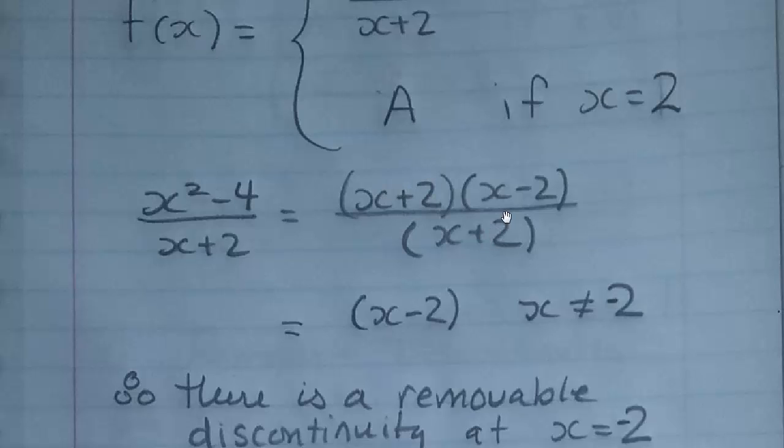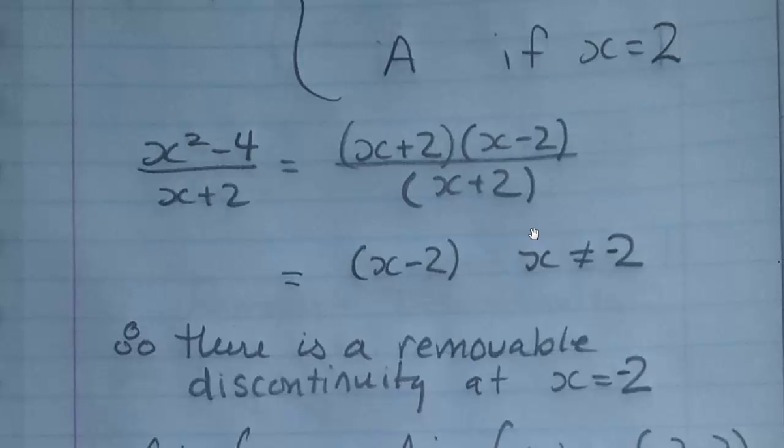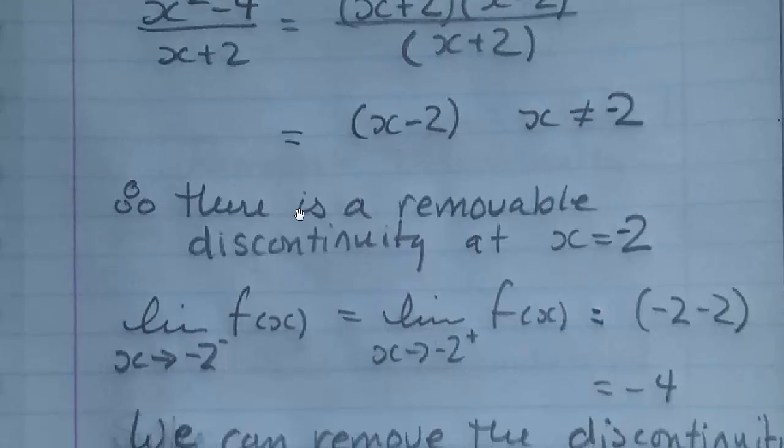Basically, we have a repeated factor in the top and bottom, and so we can cancel these out like that. We have to make that noise when we do it. And this is basically the equivalent function. It's actually just x minus 2. In other words, it's just a linear function with the exception that x cannot be equal to negative 2. So we have a removable discontinuity when x is equal to negative 2.